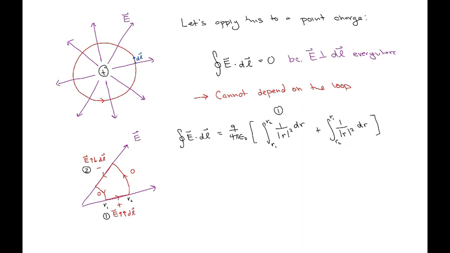Okay, so when I rewrite this, obviously we're going to be able to flip the integration limits on that second integral. When we do that, that's going to give us a negative sign.